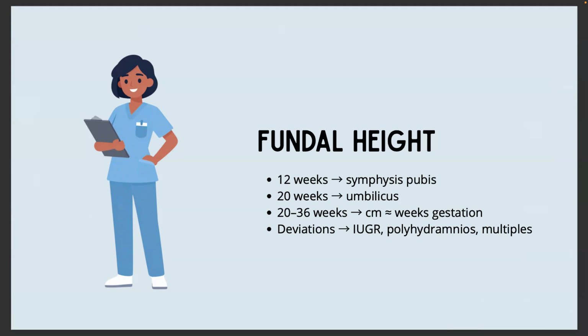At 20 weeks, it's going to be at the umbilicus. The fundus reaches the umbilicus, and that's the major landmark because from here on out, the fundal height starts to correlate with the gestational age. And again, like I just mentioned, between 20 and 36 weeks, the fundal height in centimeters is about the same number as they are weeks pregnant, give or take about 2 centimeters. And this is one of the easiest ways to screen for fetal growth in the outpatient setting. You can even teach your patient how to do this.